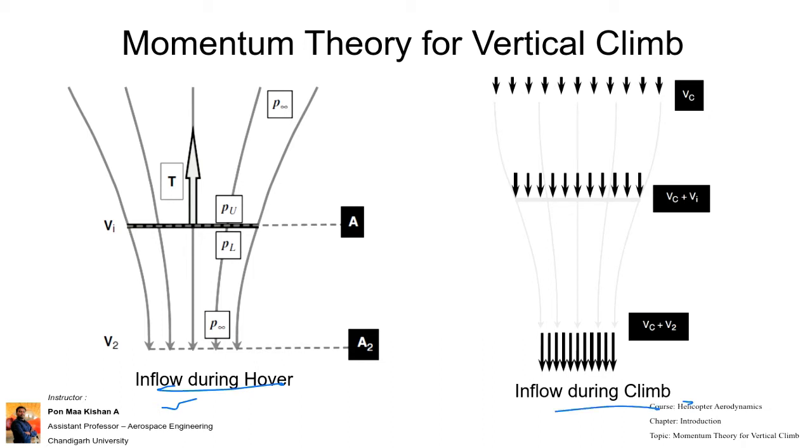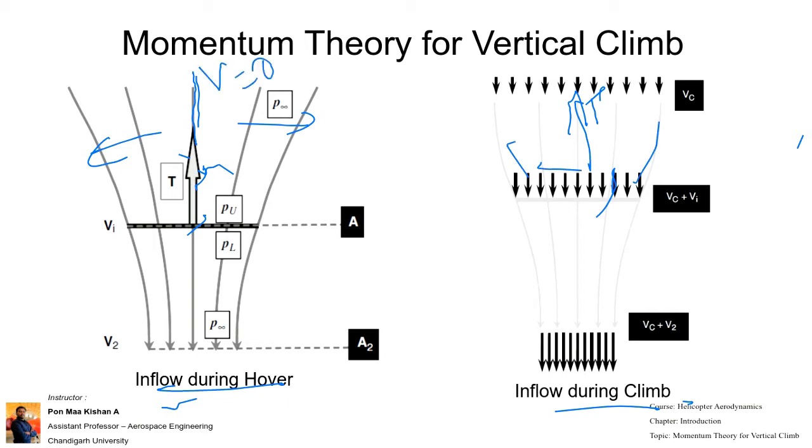We have already seen the hovering condition, where the flow is symmetrical along the central axis. Here the flow is symmetrical, and here also the flow is symmetrical. The same is applicable for the climb also. The thrust acts at the center, and it is symmetrical here. But in the hovering case, we have taken V equal to 0.